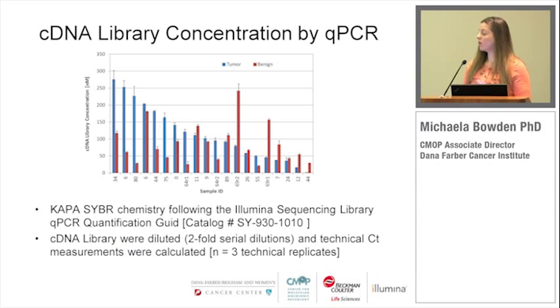And then once we generate our libraries, we use our core facility within Dana Farber. So we submit them for sequencing, and they do a qPCR validation on our samples. And so this is the data that they release. Well, they give us some data, and this is a plot I put together just to sort of show where we're at. So the cDNA is diluted, and they do twofold serial dilutions, and then they do technical CT measurements. And so each of these bars represents n equals 3 technical replicates.